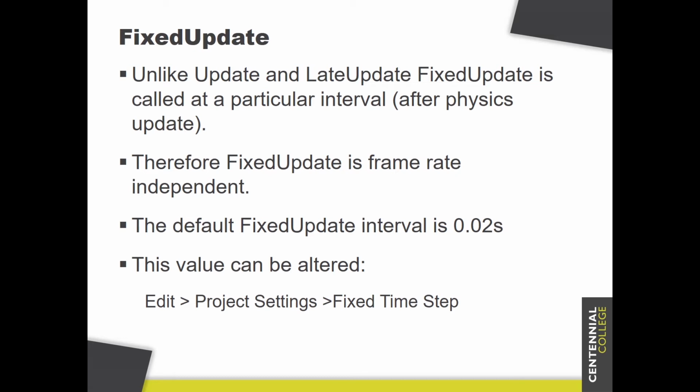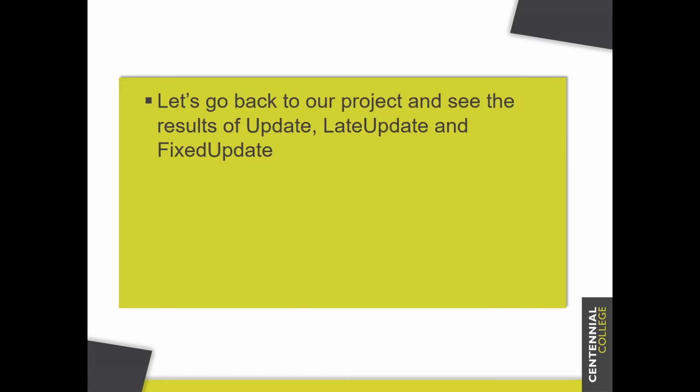You can change what the update rate, the fixed update interval is. By default, the fixed update interval is set to 0.02 seconds, but you can change that value by going to your edit, project settings, fixed time step. We'll take a look at that in 1 second. So let's head back into the project and see the results of the update, the late update, and the fixed update.